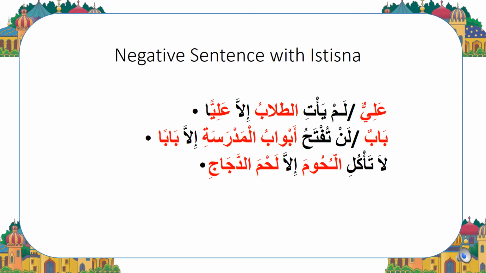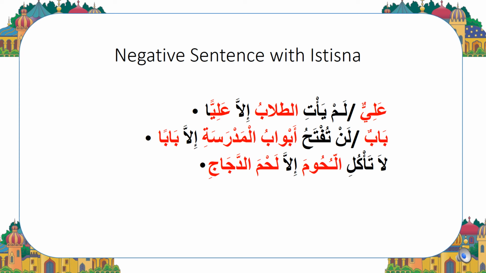If mustasna, the noun from which exception is made, is mentioned in a negative sentence, then mustasna min, the accepted noun, can be mansub or be determined by context. Let's look at this example. لم يأتي الطلاب إلا عليا أو علي.